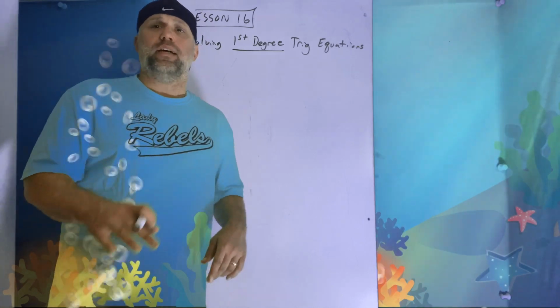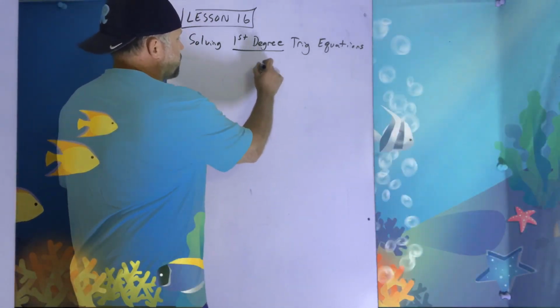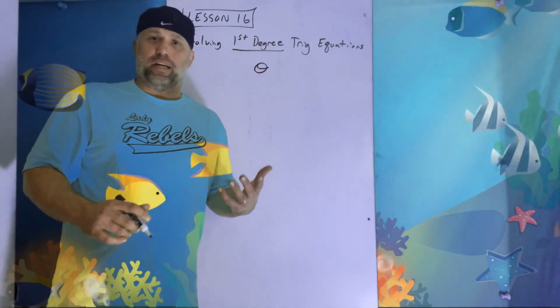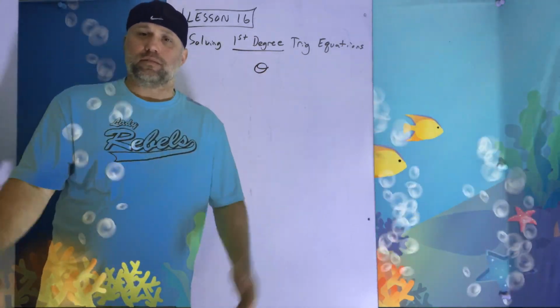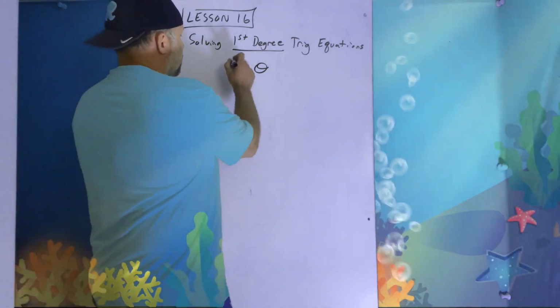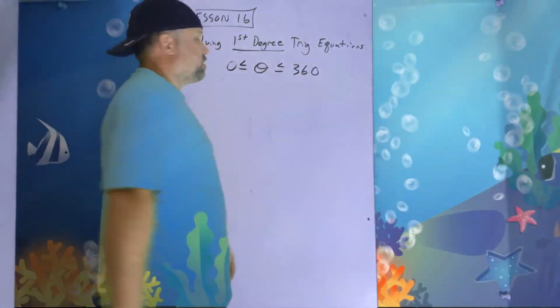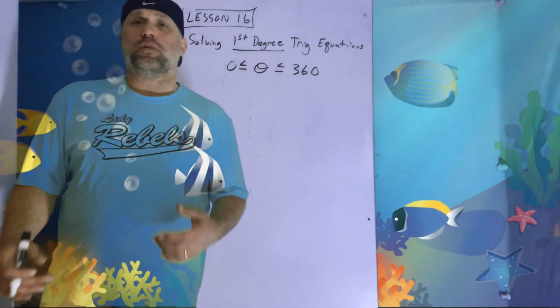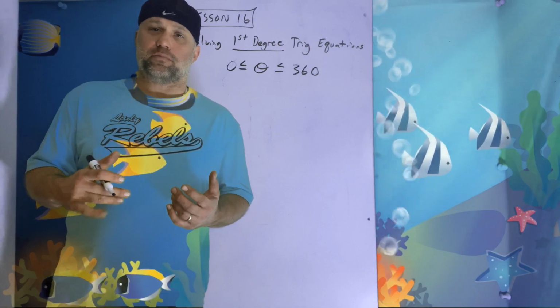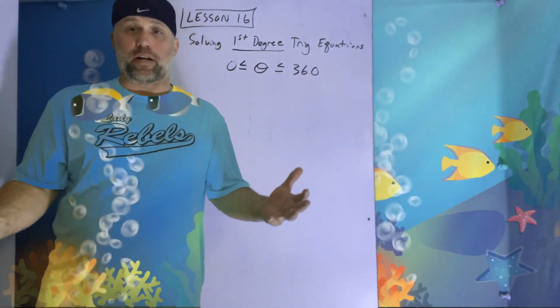So just one thing to know, for all of our equations, we're going to solve for theta most of the time, which is the Greek letter that's used most of the time in trig. And theta is going to always be between 0 and 360. So what that means is all of our answers that we get are going to be between 0 and 360. We're never going to go outside that realm.